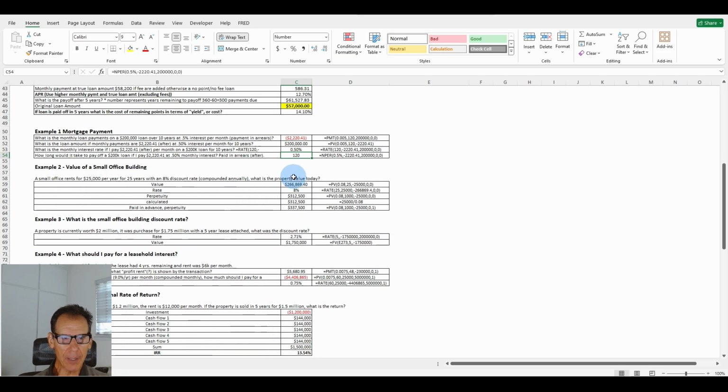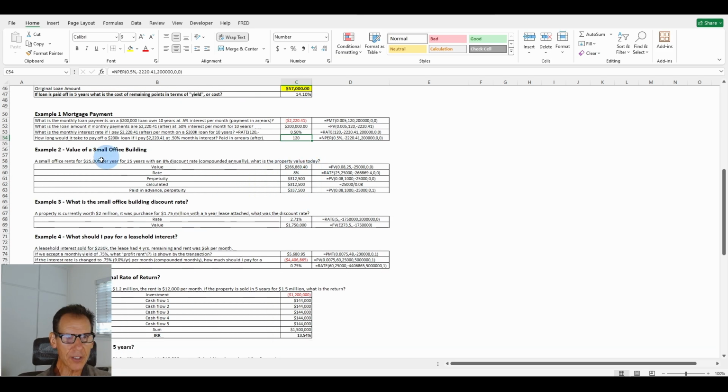Value of a small building. We're just discounting this. Here's the deal. Cash flow. Small office rents for 25 grand for 25 years, 8% discount rate. What's its value? All we're doing is discounting this cash flow. And again, this is unrealistic because it's not taking into account inflation, but you kind of get the gist here. All we're doing is discounting this back for 25 years at 25 grand. We have a value. This is the beginning value and then paid in advance, 337, perpetuity, et cetera, et cetera.